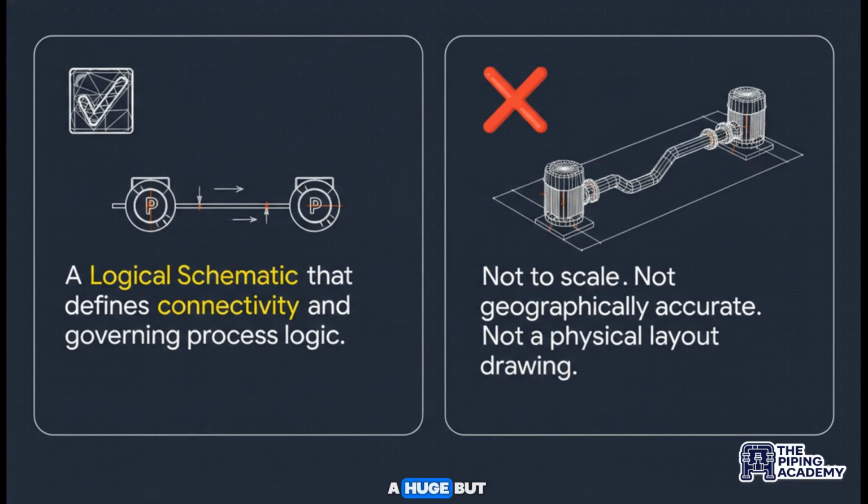But, and this is a huge but, you have to be crystal clear on what a P&ID is not. It is not to scale. It is not geographically accurate. You might look at a P&ID and see two pumps that look like they're sitting right next to each other. But in the real world, in the plant, one could be on the ground floor and the other could be on the third level of a structure, maybe 50 meters away.